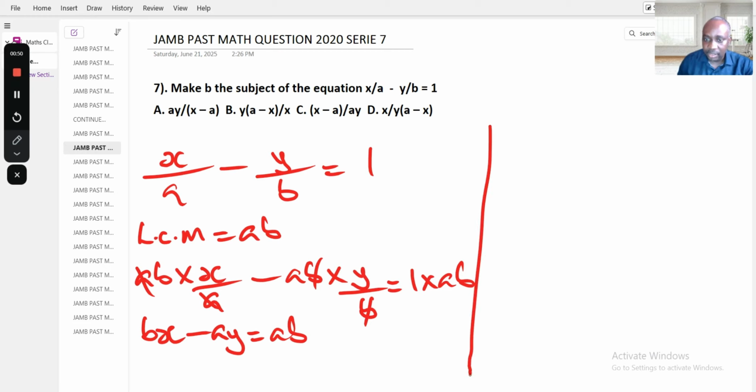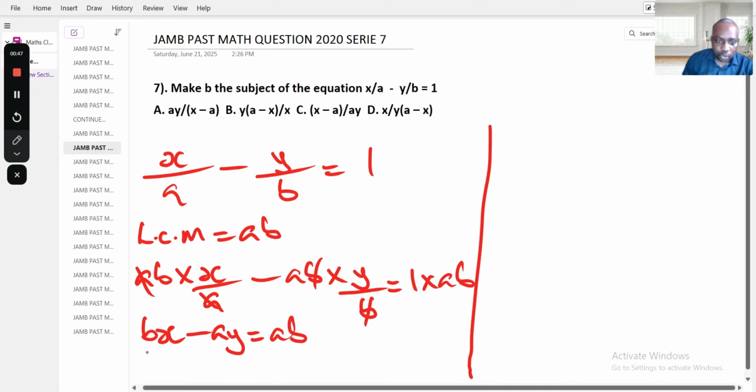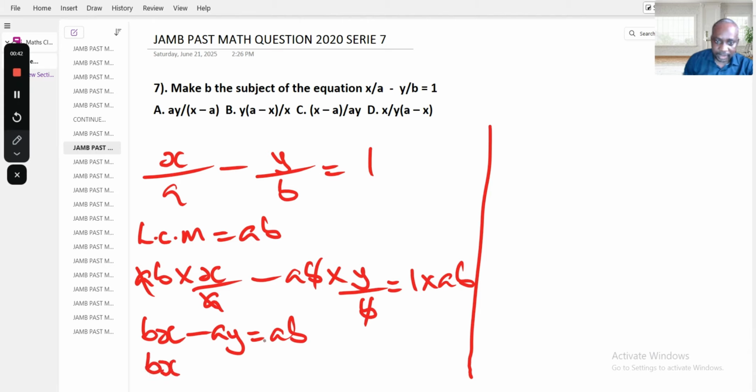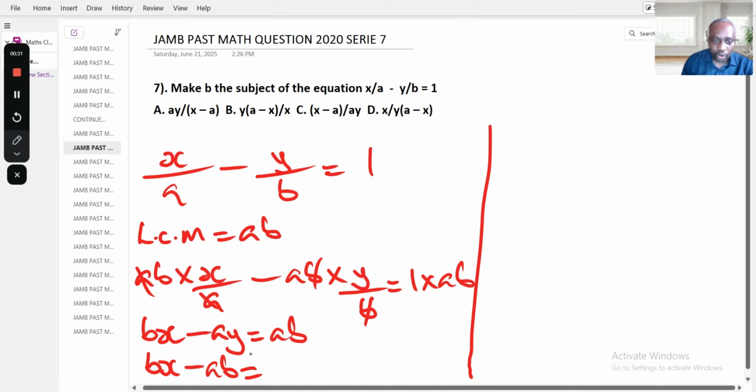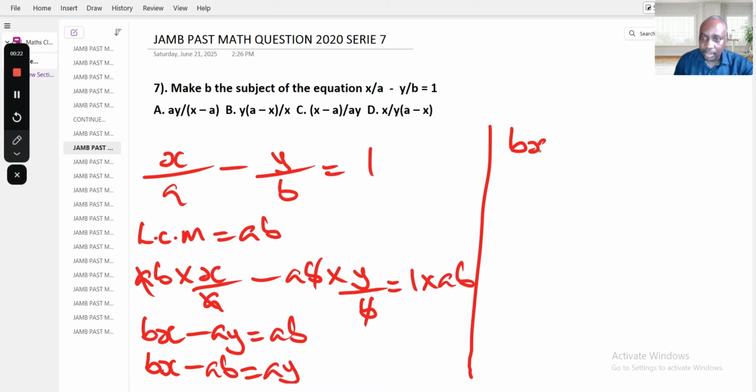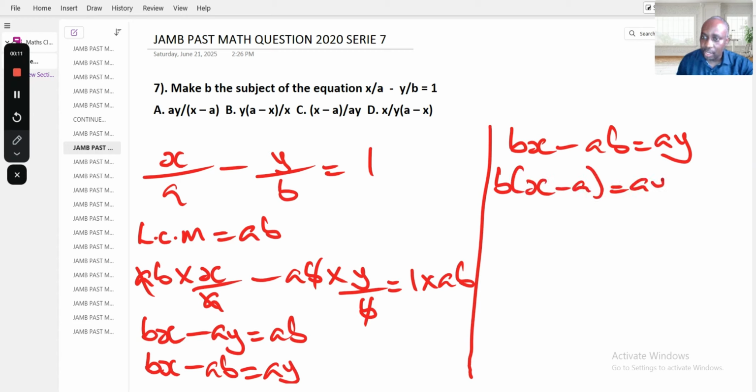So this B is here. Let me divide this page. Therefore, we are going to collect like terms here. This AB will jump to the other side. BX, we didn't see anything. If you didn't see anything, it means there is an invisible plus here. By the time it jumps across the equals sign, it changes to minus AB. This one too will jump to the other side. That's minus, it will change to plus AY. Therefore, let's factorize. We have BX, minus AB equals AY, isn't it? Let's factorize it. B here, we are going to have x minus a equals AY.